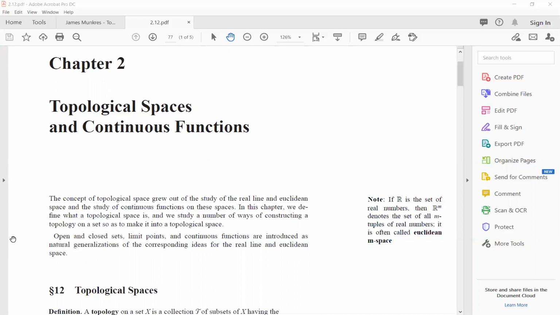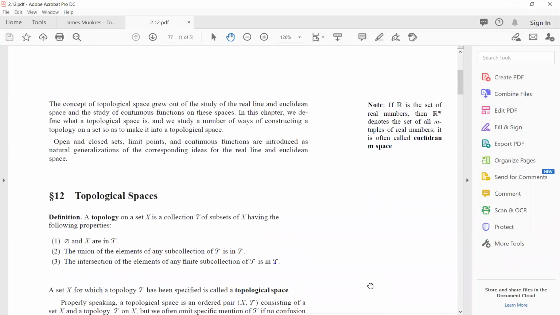In this chapter, we're going to talk about different ways to form a topological space on a set. We're going to talk about open and closed sets, limit points, continuous functions, and so on. So, what is a topological space?